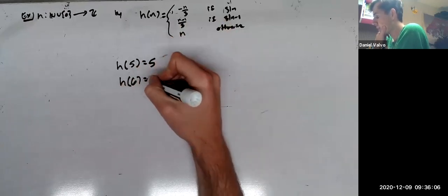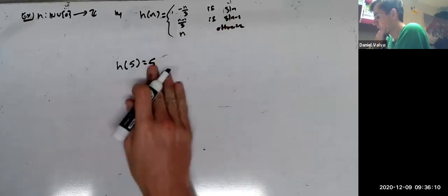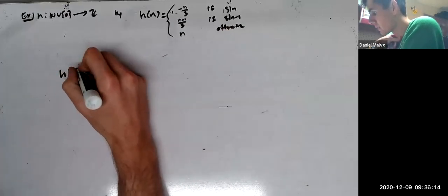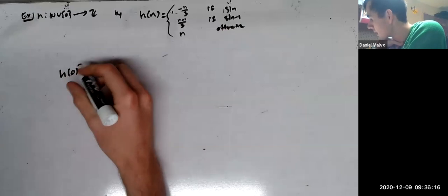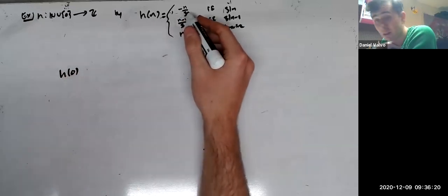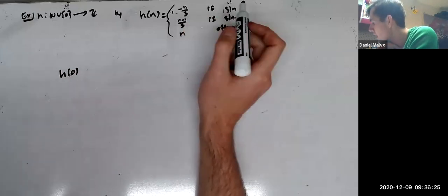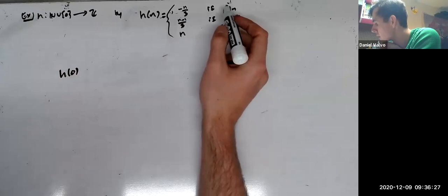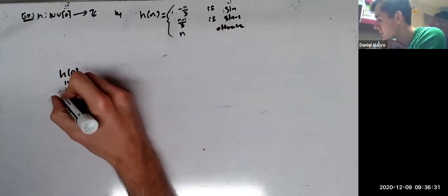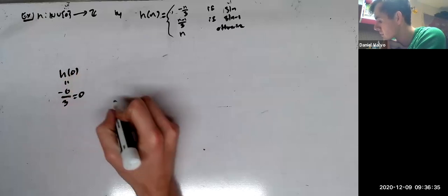H of 6, though, well, 3 does divide 6. Actually, you know what, let's just go in order. So we start with h of 0. For h of 0, we get, well, 3 does divide 0, technically, because 3 times 0 equals 0. 0 is an integer multiple of 3. So 3 divides 0, so that means it's going to output negative 0 over 3, which equals 0.